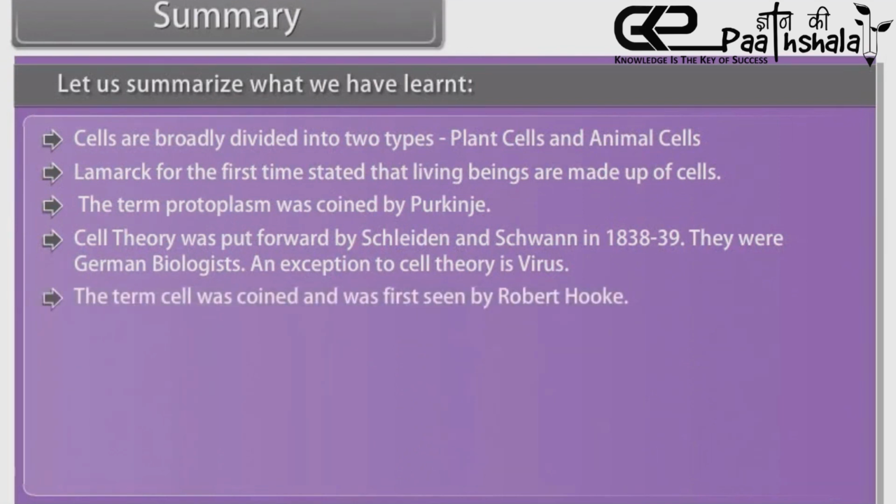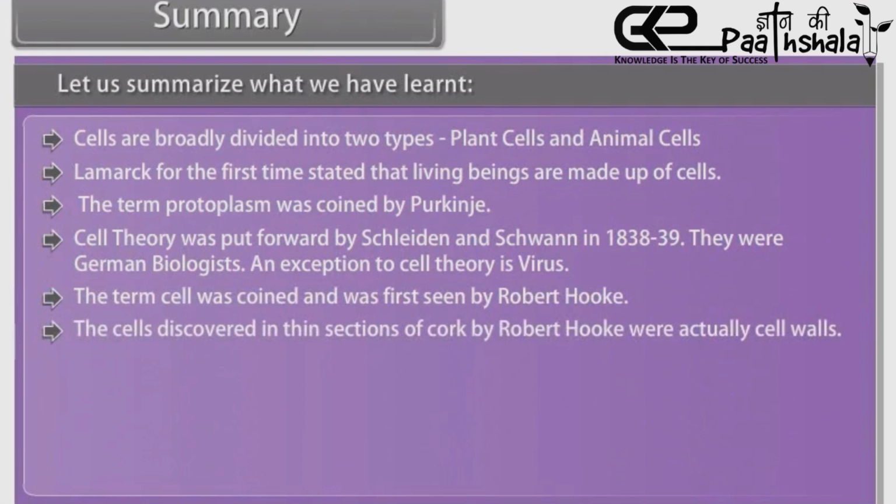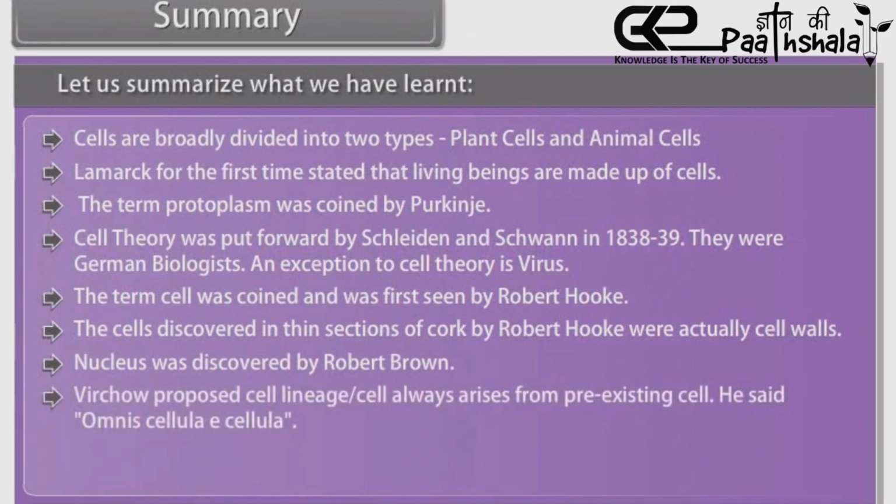The term cell was coined, and cells were first seen, by Robert Hooke. The cells discovered in thin sections of cork by Robert Hooke were actually cell walls. The nucleus was discovered by Robert Brown. Virchow proposed cell lineage. A cell always arises from a pre-existing cell. He said, "Omnis cellula e cellula."